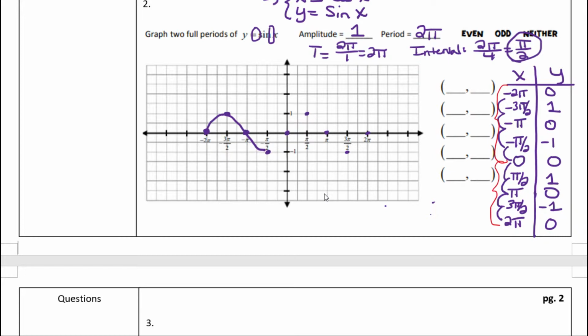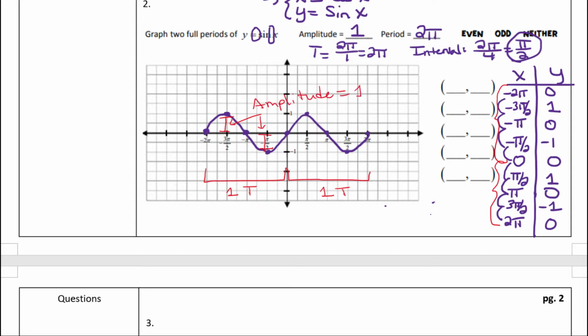Let me erase that part here. All right, and there's our graph. There's 2 periods of the graph. So this represents 1 period, and this represents another period. Okay, and the amplitude, that represents our amplitude, either that or that. So those 2 things represent our amplitude.